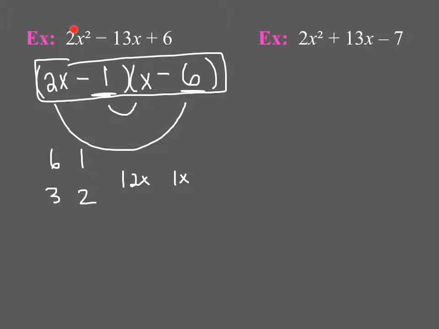2x times x is 2x squared. Negative 1 times negative 6 is positive 6. Negative 12 plus negative 1 is negative 13.